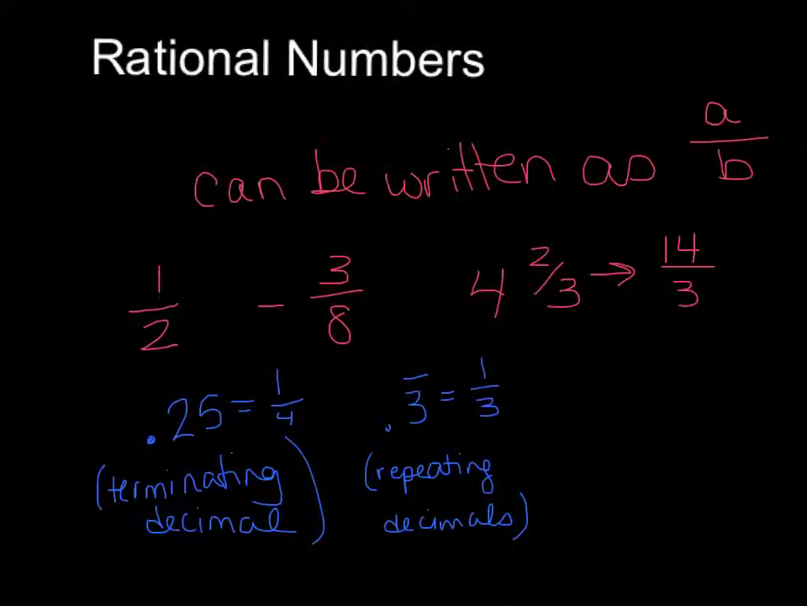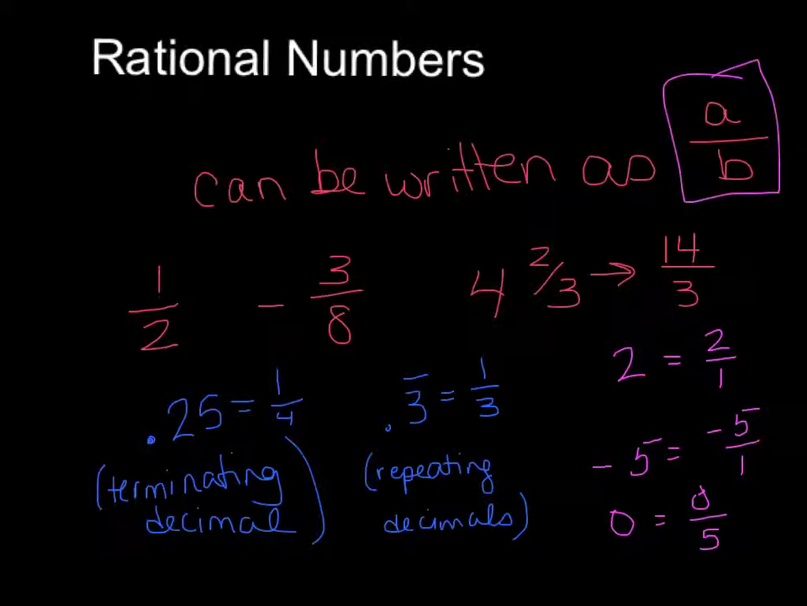Okay, and then in a whole other category of numbers, a number like 2 is a rational number because we can write it as 2 over 1. -5 is a rational number because it can be written as -5 over 1. 0 is a rational number because it can be written as 0 over any number, really, 0 over 5, for example. Okay, to meet this category, it can be written as A over B.